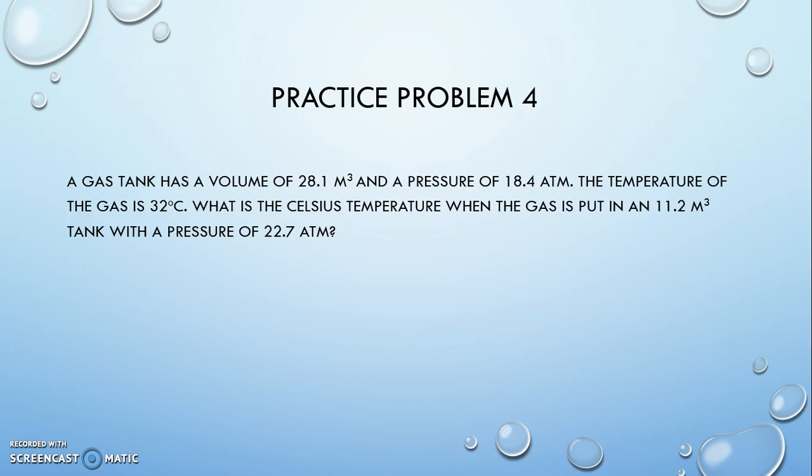All right, practice problem. A gas tank has a volume of 28.1 meters cubed and a pressure of 18.4 atmospheres. The temperature of the gas tank is 32 degrees Celsius. What is the Celsius temperature? That's what we're looking for, T2. When the gas is put in an 11.2 meter cubed tank, that's volume 2, with a pressure of 22.7 atmospheres. There's P2.